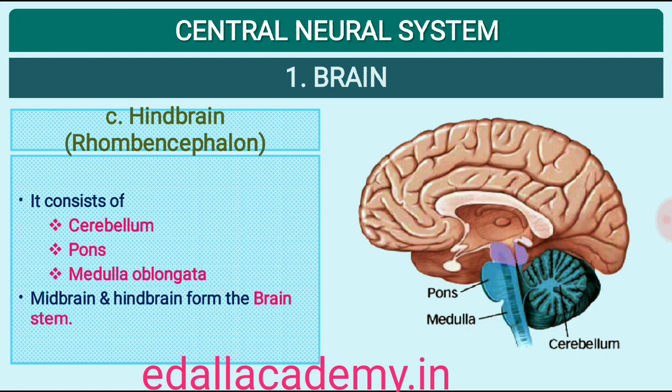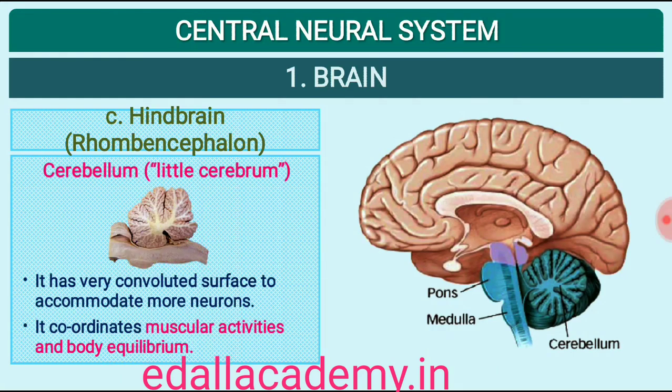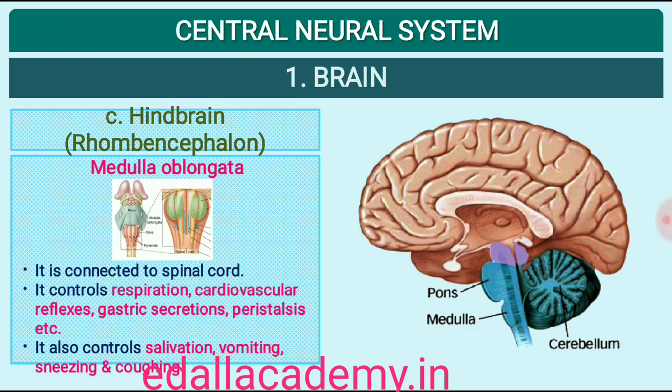21.4.3 Hindbrain. The hindbrain comprises pons, cerebellum and medulla, also called the medulla oblongata. Pons consists of fiber tracts that interconnect different regions of the brain. Cerebellum has a very convoluted surface in order to provide the additional space for many more neurons. The medulla of the brain is connected to the spinal cord. The medulla contains centers which control respiration, cardiovascular reflexes and gastric secretions.